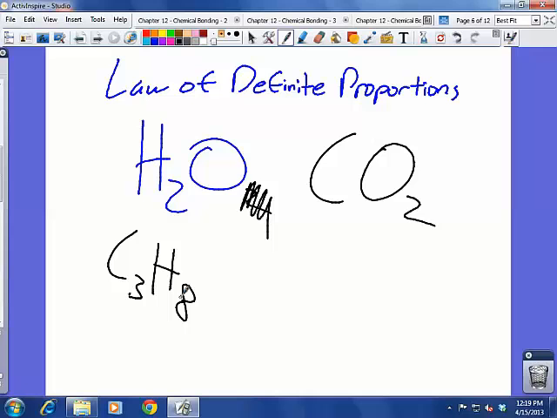Because even though we have this 2 to 1 ratio here, which of these atoms is heavier? Oxygen. If we look here, oxygen has a mass that's a lot bigger than hydrogen. So even though we have a 2 to 1 ratio here, that oxygen is going to take up a lot more mass than the hydrogen. And we can actually figure that out.